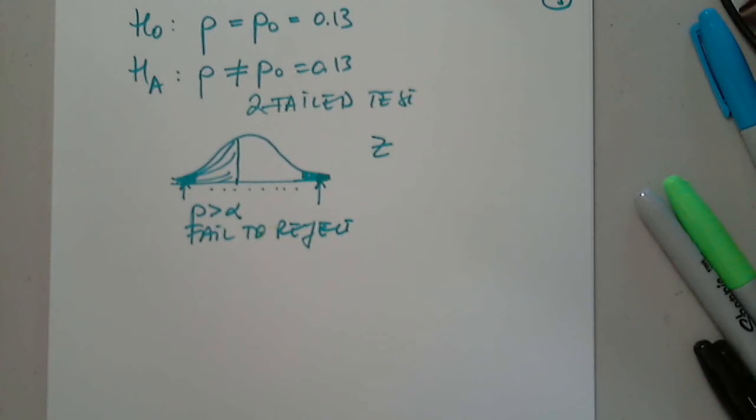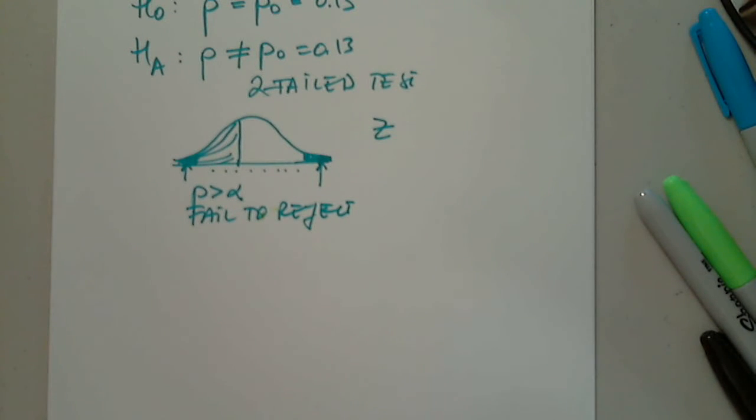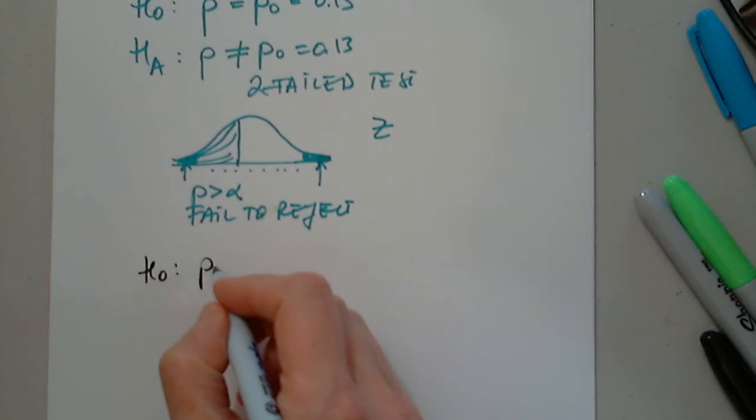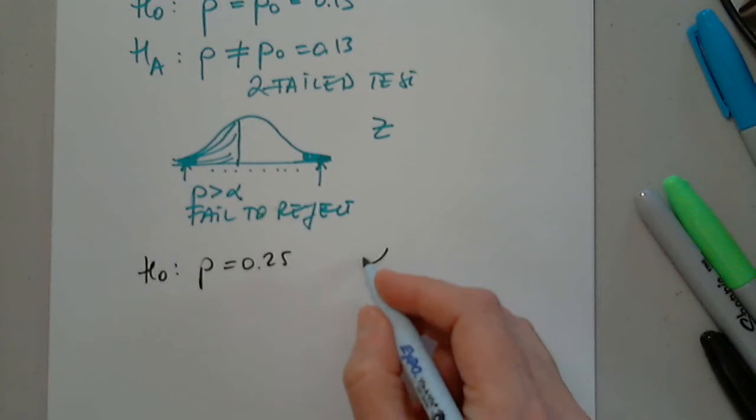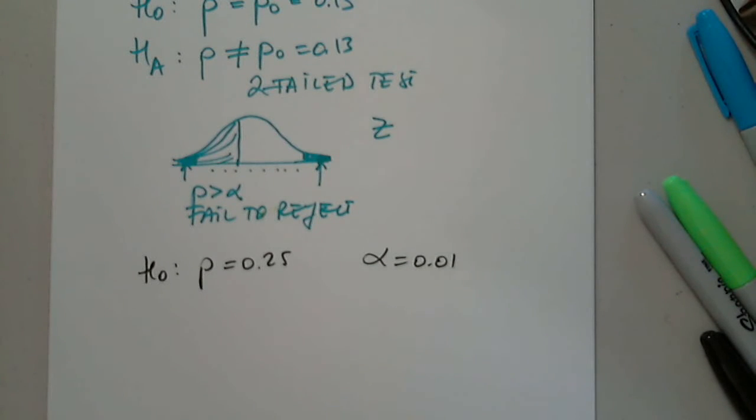Okay, so first let's look at a little picture here. Like I always say, it's very easy to explain, and I'm hoping that this will trigger your memory and you will understand this better. So the null hypothesis is p equals 0.25. Alpha is 0.01. And they're asking us to write the level of significance in the context of the hypothesis test.